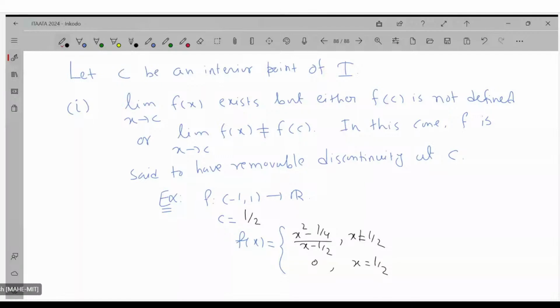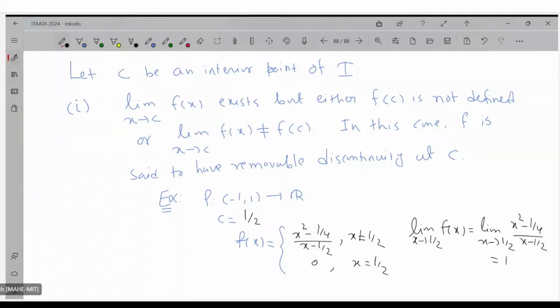Fine. So obviously limit x tends to half, f(x) will be 1, correct? What is the limit? Limit x tends to half, f(x) is nothing but limit x tends to half, x square minus 1 by 4 by x minus half, so it will be 1. So obviously not equal to f of c. So you can redefine it, and so you have removable discontinuity. So it's a very simple discontinuity. We don't have to bother much about this.